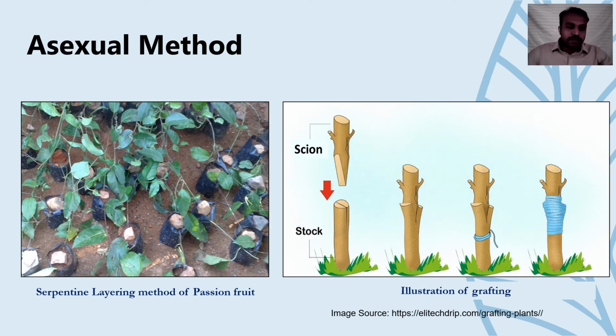Like you can see in this picture, the asexual method can be as simple as a serpentine layering, where you just make a notch on the stem and put it under the media. Then you put a weight or you peg it into the soil. Another way may also require some skills, where you take a scion and fix it into the rootstock, and then you tie it properly so that both of them join and start growing together. If it is not done properly, it might fail and the scion might die off.